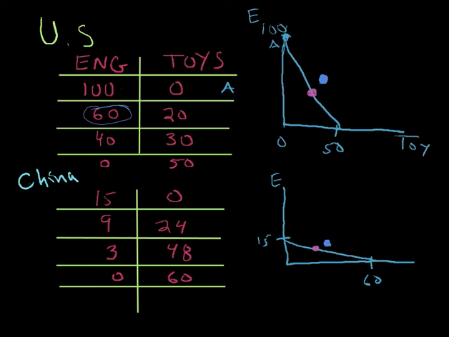Welcome to International Trade and the Production Possibilities Curve. Last one, number 3, should be pretty quick.